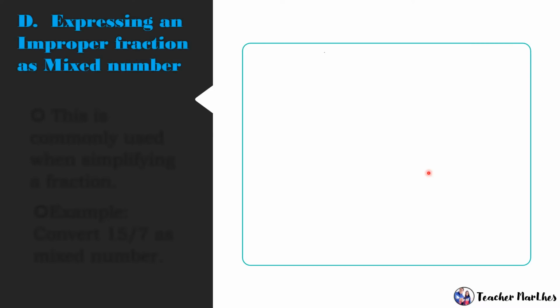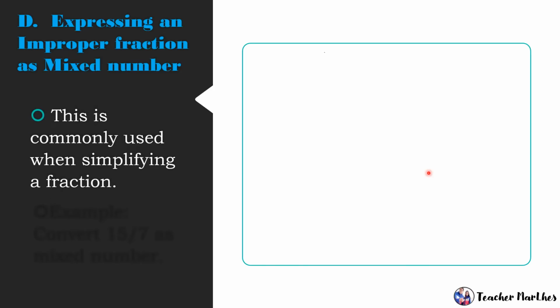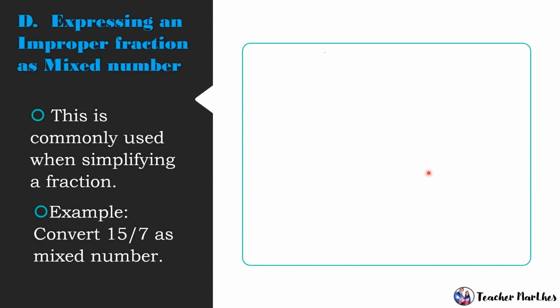Next is expressing an improper fraction as mixed number. So pag sinabi nating improper fraction, mas mataas ang numerator compared to the denominator. So this is commonly used when simplifying a fraction. So example, convert 15 over 7 as mixed number. So ang 15 over 7 ay improper fraction kasi mas mataas ang numerator compared sa denominator.